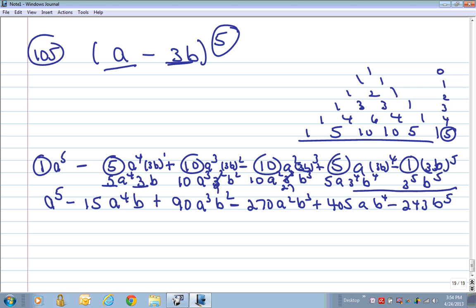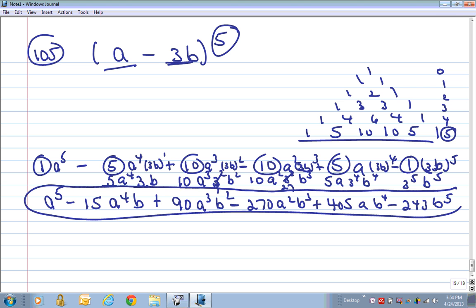Now you've expanded. Can you imagine if you had to multiply all of this out 5 times together, how long it would take you. This is so much quicker, but it's very tedious, and you have to be very careful in your work.